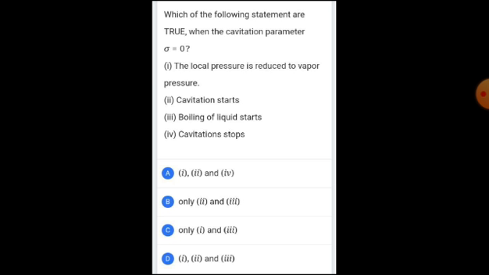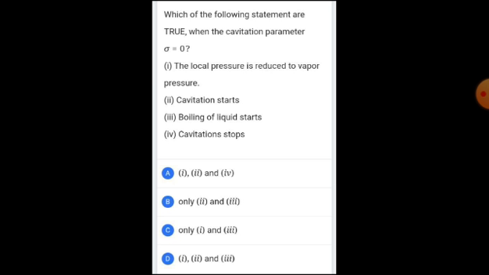In this question they have mentioned sigma. This term sigma we know as surface tension, but here don't compare it with that. Normally you look at the options; from the options itself we can finalize our answer. First option is 1, 2 and 4. The local pressure is reduced to vapor pressure, cavitation starts and cavitation stops.